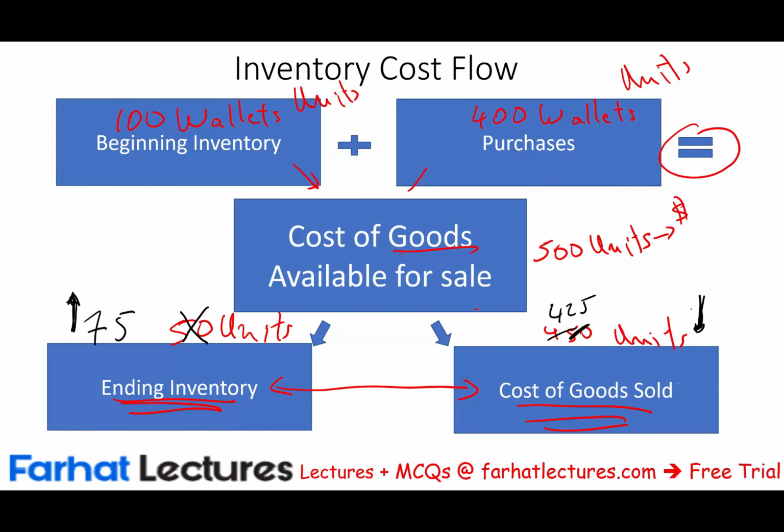What did that do? This increased our ending inventory and reduced our cost of goods sold. Our cost of goods sold went down by that increase. We increase ending inventory by 25 units. We reduce cost of goods sold by 25 units times the price. Let me show you the opposite.